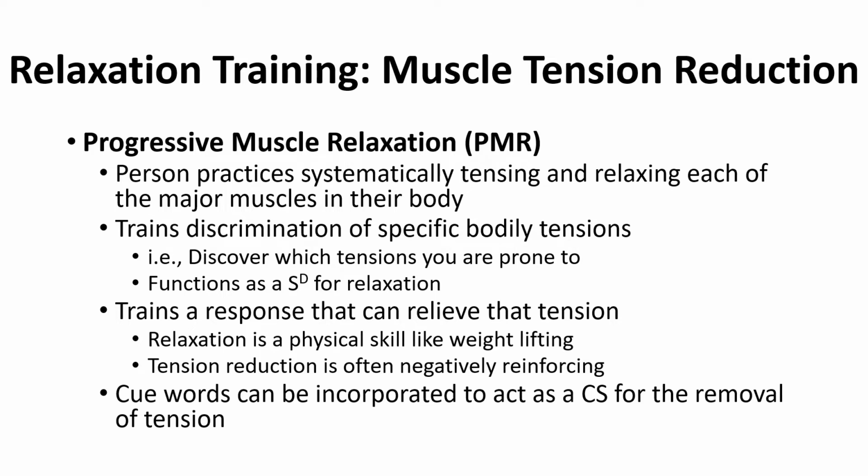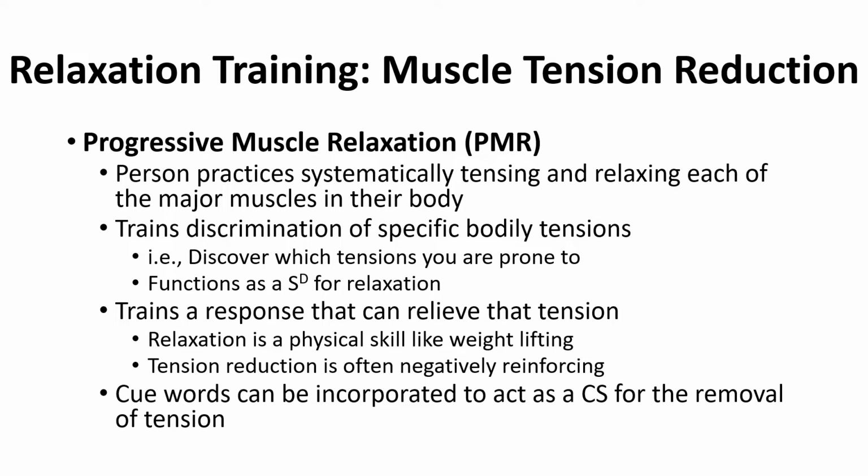But the idea here is that an individual will practice systematically tensing and then relaxing each of the major muscle groups within their body. Specifically, you have to tense them even more than they already are to then relax them and feel even more relaxed. We'll talk about another process later that also deals with relaxation of muscles, but it's slightly different because it doesn't involve that tensing aspect. But that tensing first and then relaxing is one of the key indicators to let you know that you're looking at progressive muscle relaxation.